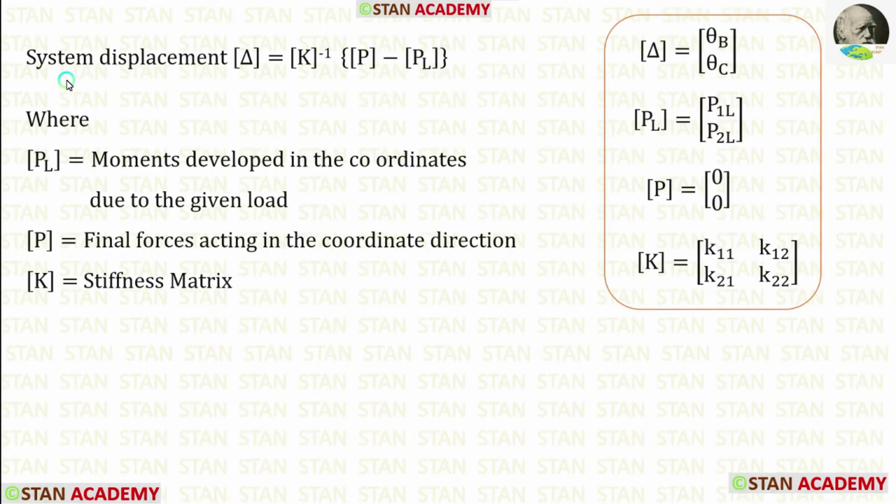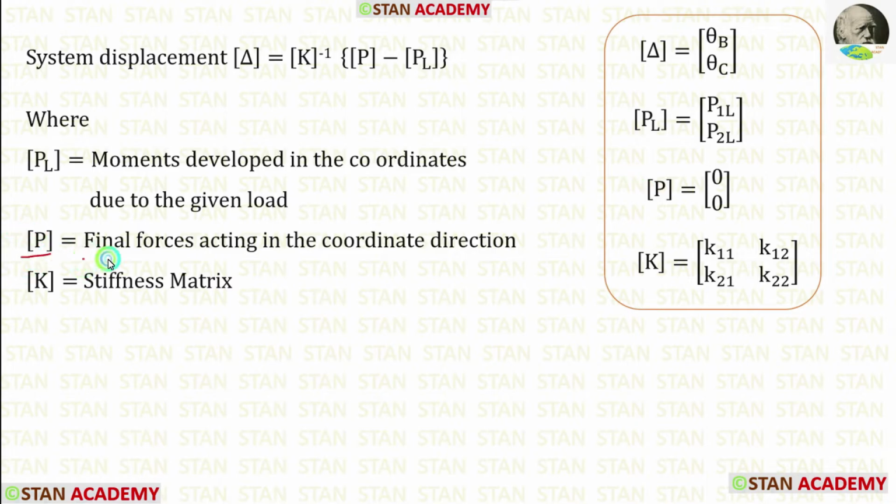Now let us see the formula to find out the slope values. System displacement delta matrix is equal to K matrix inverse into P matrix minus PL matrix. Inside the delta matrix, we will have the slope values theta B and theta C. Inside the PL matrix and P matrix, there will be two values because in this analysis there are two coordinates. K is the stiffness matrix. The size of the matrix will be 2 cross 2 because in this analysis there are two coordinates.